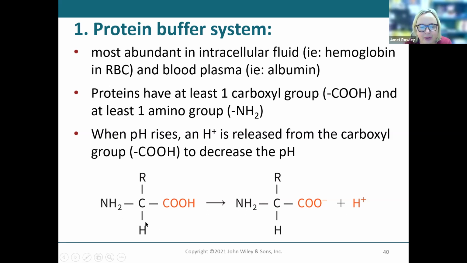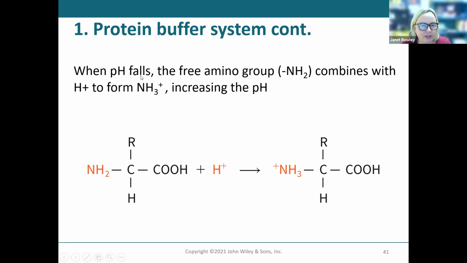So here is an example of the protein. It has a C, this is the carboxyl group. In a basic environment, it will lose the H in order to keep the pH of the solution in homeostasis. Now, when the pH falls, which means it's getting too acidic, we need to get rid of some of the H's in the solution. The free amino group, the NH2, combines with the excess H to form NH3. And that increases the fluid's pH, which restores it back into a normal range.